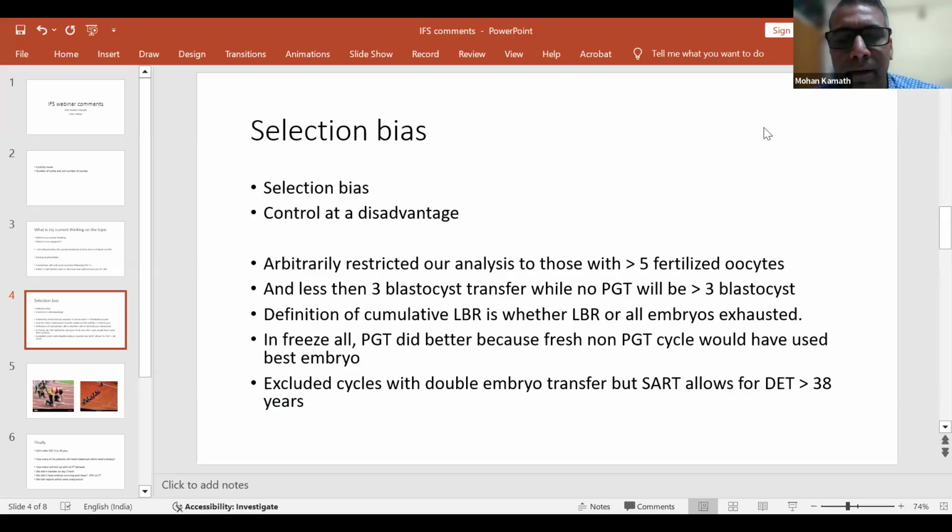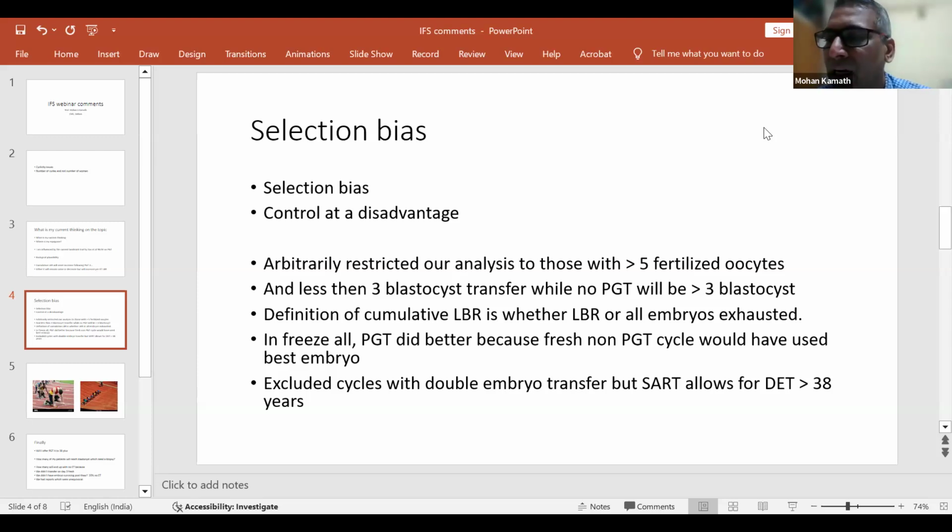And the third is, of course, the freeze-all cycle. I think Ruma pointed out, and this point is very well taken, that in a freeze-all cycle, PGTA will do better because in the non-PGTA arm the fresh transfer has been taken out, since you'll put the best embryo in the fresh. So whoever is remaining is going to be not-so-good embryos in the non-PGTA arm.